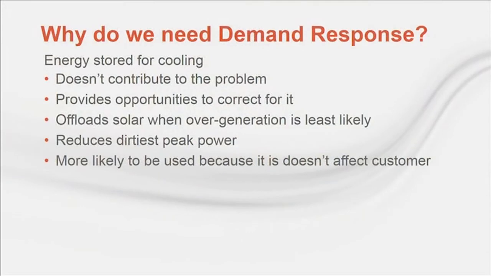It doesn't contribute to the overproduction problem. Little to no cooling is being shed during overproduction. It provides opportunities to correct for it, given the proper coordination. It offloads solar resources when they could have the least likelihood of overgeneration, typically when the least economical and dirty power would be dispatched. And energy storage for cooling reduces disruption to a customer's business, so it's more likely to be used than other systems that might be sacrificed in other demand response scenarios.